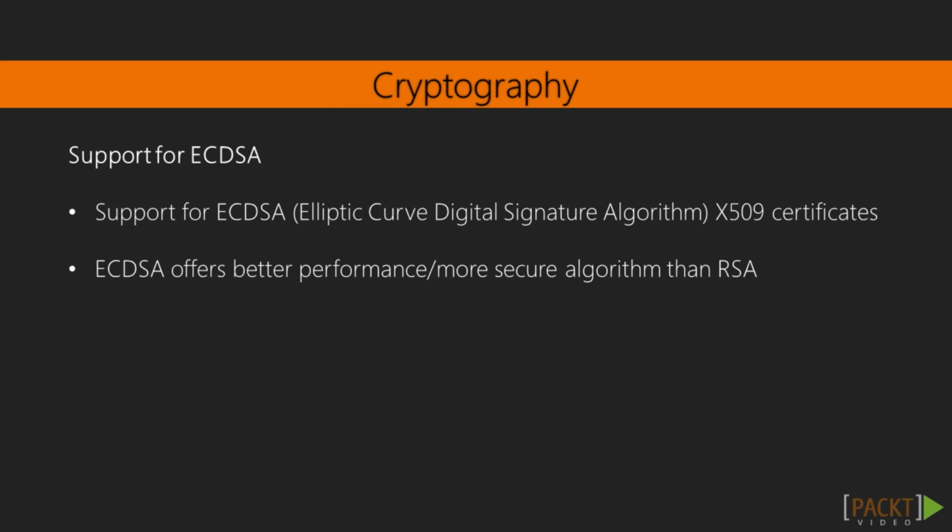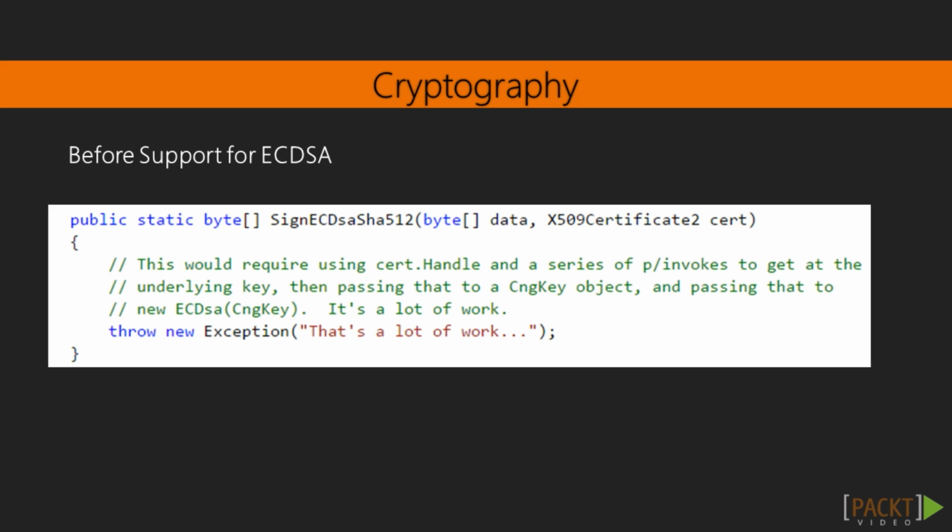So now we could talk about what's new, which is that the .NET Framework has added support for ECDSA X509 certificates. And ECDSA stands for Elliptic Curve Digital Signature Algorithm. It provides better performance and is a more secure cryptography algorithm than RSA. It's also fairly straightforward to implement.